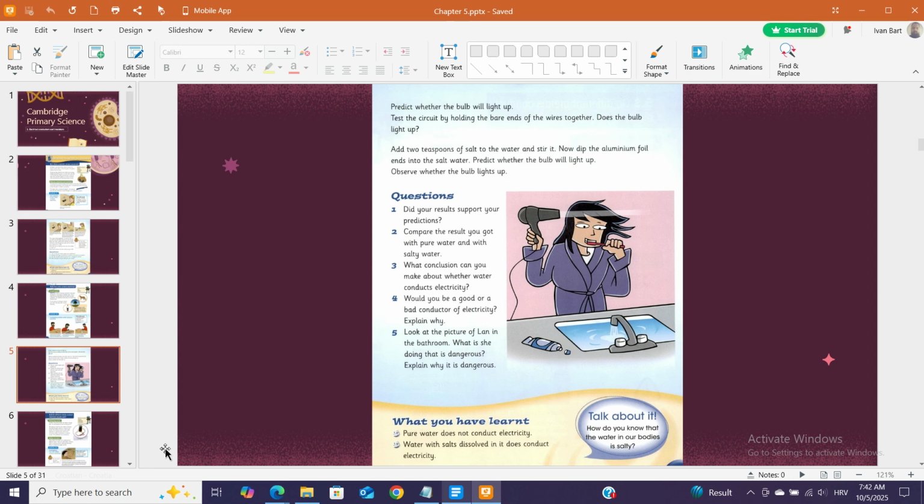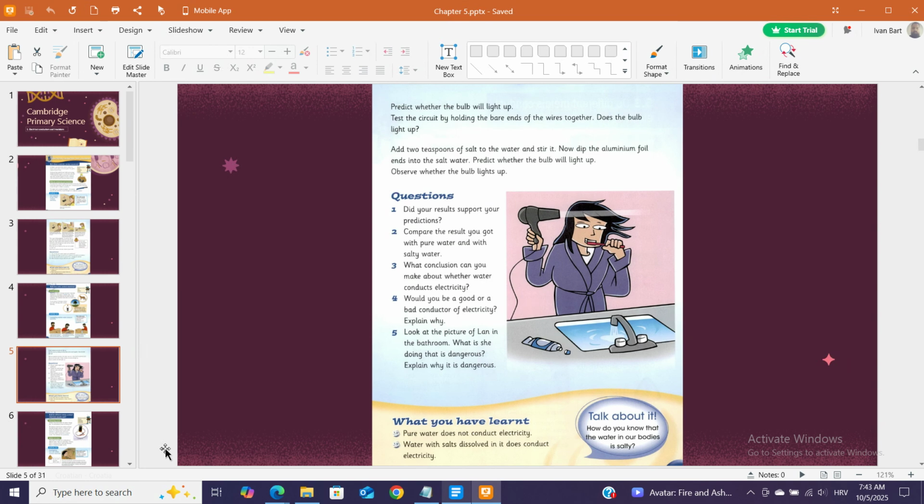Test the circuit by holding the bare ends of the wires together. Does the bulb light up? Add 2 teaspoons of salt to the water and stir it. Now dip the aluminium foil ends into the salt water. Predict whether the bulb will light up. Observe whether the bulb lights up.